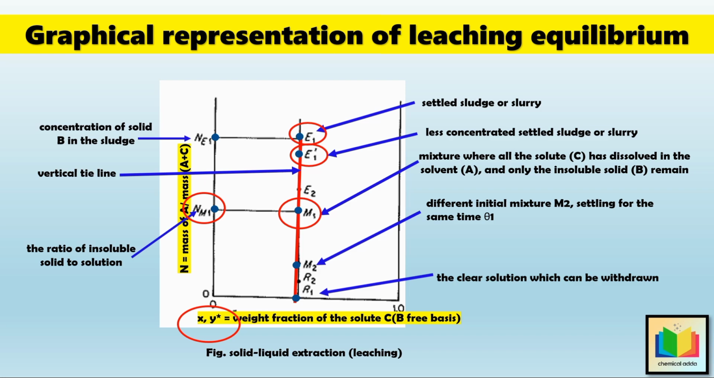What if there are imperfect settling conditions? If the solid does not settle completely, or too much solution is removed from the sludge, or some solid B dissolves to a small extent in the solution, then point R2 represents the withdrawn solution's composition, which is slightly above the lower axis.